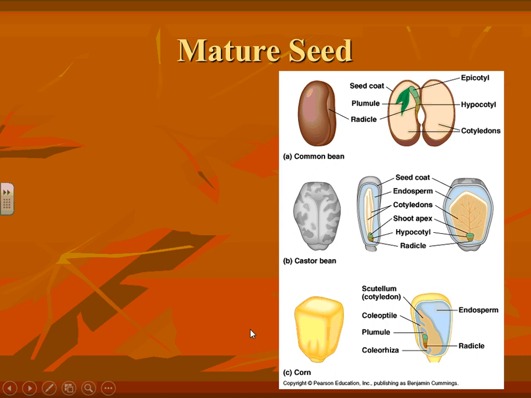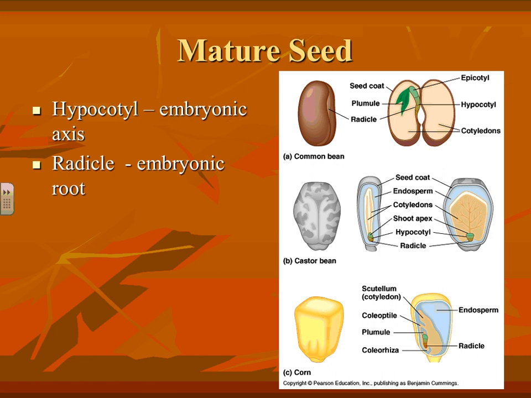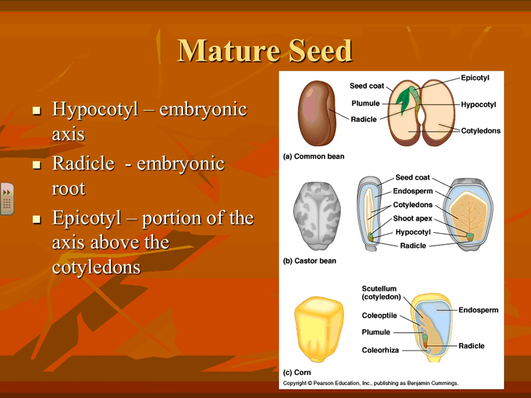Now our mature seed, and we saw a few pictures of this when we did a coloring activity recently. A mature seed has different structures that we have to be familiar with. It has a hypocotyl, which is the embryonic axis. It also has an embryonic root, which is called the radicle. And then the portion of the axis that's above the cotyledons is called the epicotyl. So make sure you can find all of those structures on these pictures and put an image to the definition.